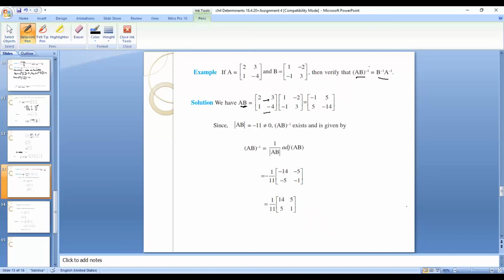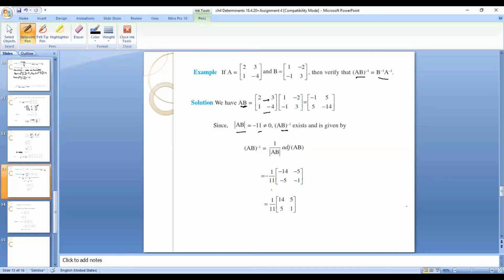Then if we want to find AB inverse, we will check whether AB is invertible or not. For checking that, we will be finding the AB determinant. AB determinant is minus 1 into minus 14, 14 minus 25, right? So it will be minus 11. 14 minus 25 is minus 11, which is not equal to 0. Now AB is a new matrix. If the determinant of matrix AB is not equal to 0, AB inverse exists, and AB inverse will be adjoint AB upon AB determinant, right?